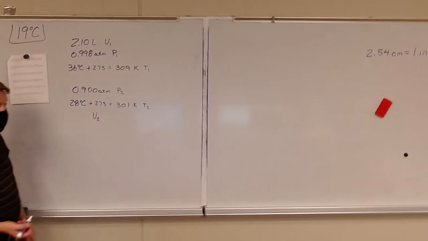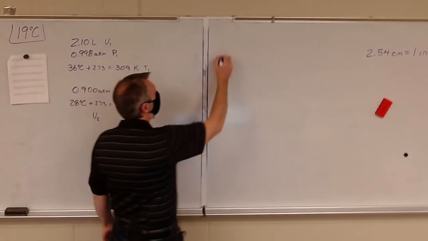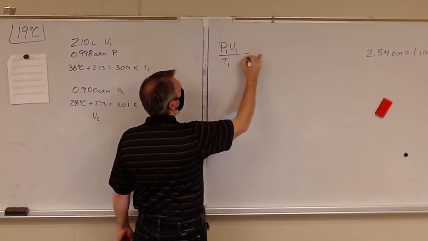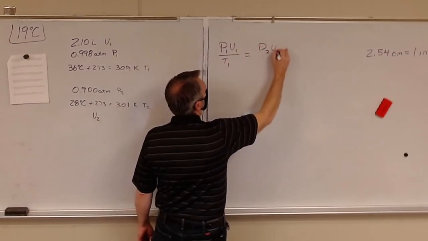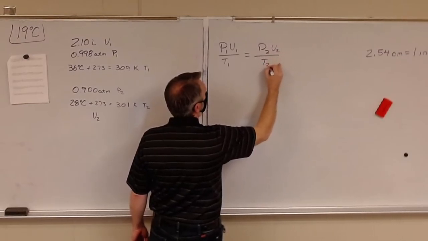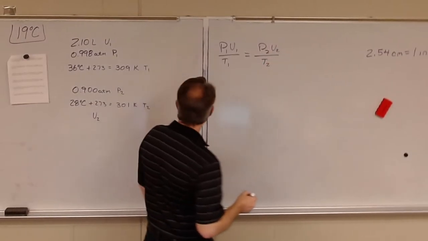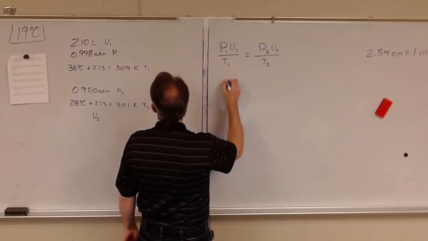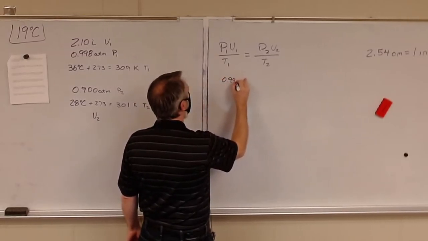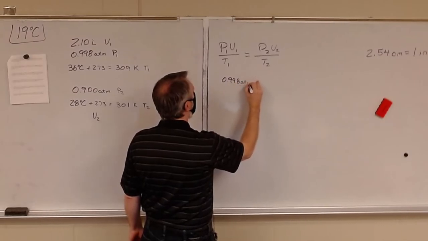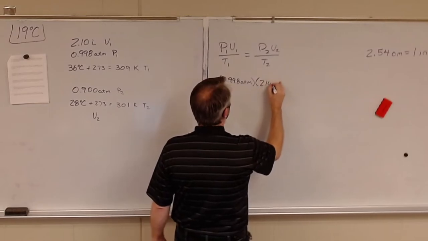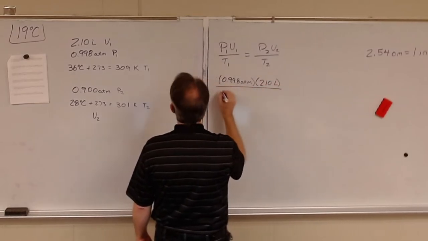So my combined gas law, again, is P1 V1 over T1 equals P2 V2 over T2. So let's take my variables that I have over here and plug them in. So P1 is 0.998 atmospheres. This is what I really want to see. 2.10 liters.